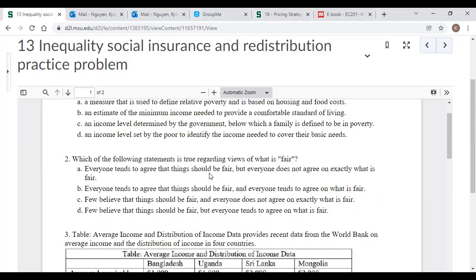So this one's also more like abstract thinking, but just bear with me, like always. Which of the following statements is true regarding views on what is fair? Everyone tends to agree that things should be fair, but everyone does not agree on exactly what is fair. This is actually the correct answer, and it just takes a little bit of thinking, because I'm sure all 5 people in this chat can say that everything should be fair, but I'm sure we wouldn't agree on what counts as fair.